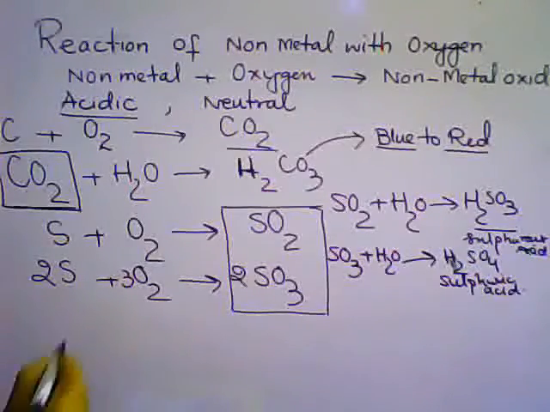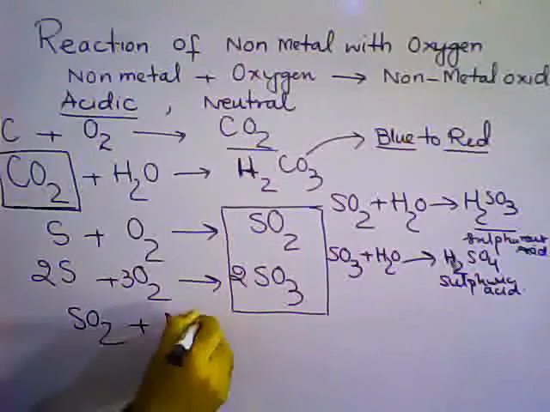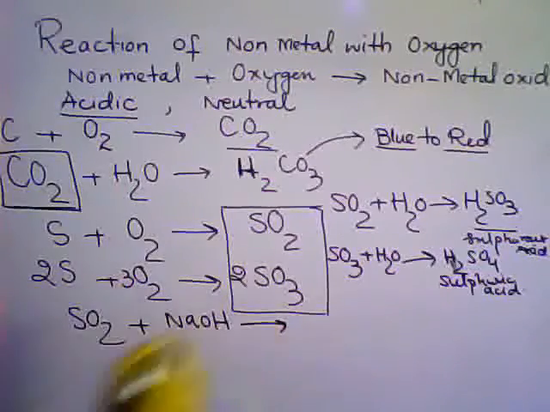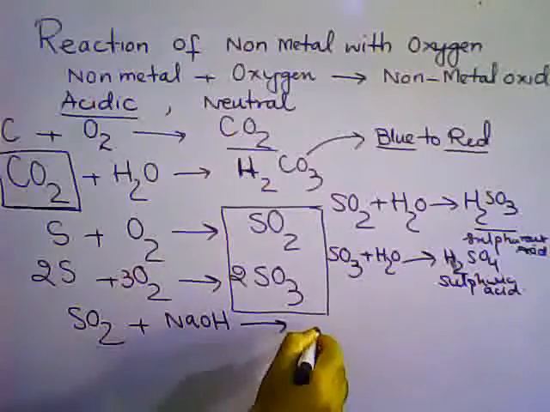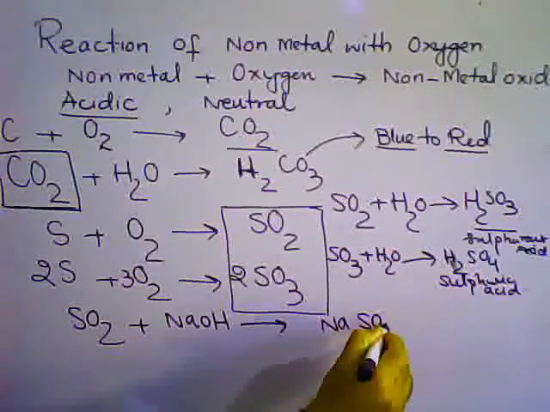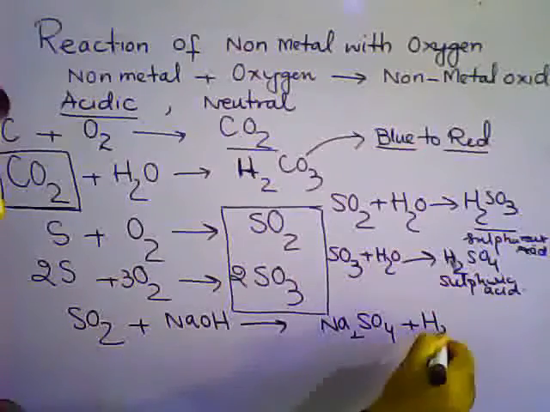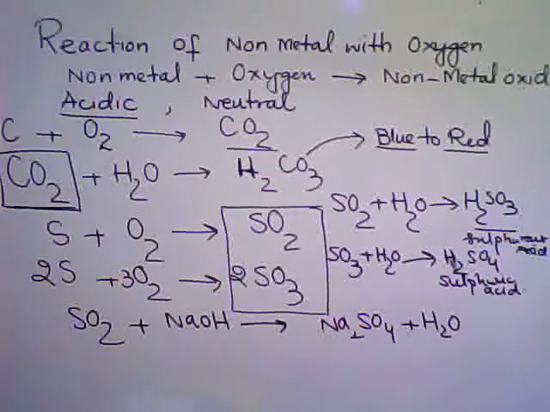Simply, if we take this oxide, say SO2, we react it with a strong base like sodium hydroxide, and the product formed will be the salt, that is Na2SO4, and there will be the production of water, H2O. So if you see, this is a neutralization reaction. In a neutralization reaction, an acid reacts with a base to form a salt, and the byproduct is water.